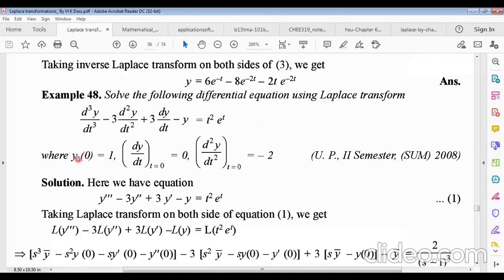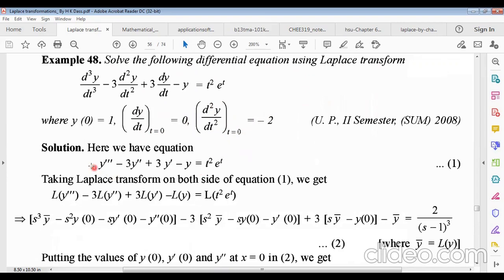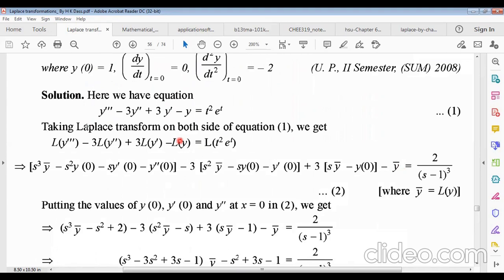Here given conditions: at t equals 0, y equals 1, and the first derivative of y with respect to t at t equals 0, and the second derivative equals minus 2 at t equals 0. So we are given the third order differential equation. This is equation number 1. Taking Laplace transform on both sides, we get this.